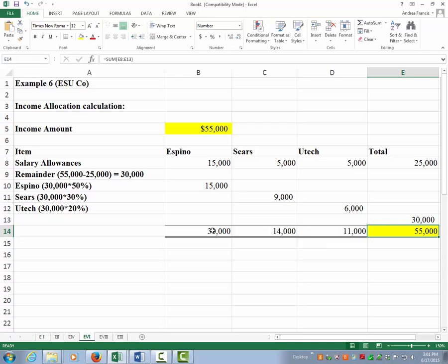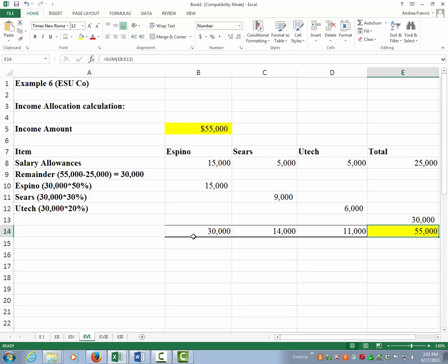So Espino will get 30,000, Sears gets 14,000, and UTEC gets 11,000. And that's how we do an income allocation for partners with a salary allowance. Always remember that the number that you have in your total column at the end should be exactly the same as the income amount that you started with.